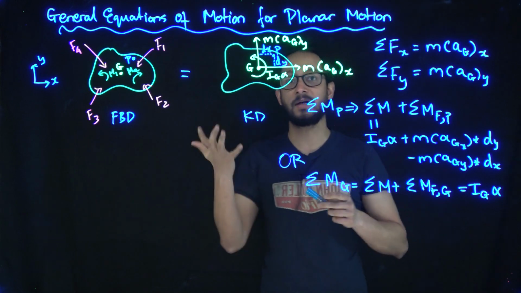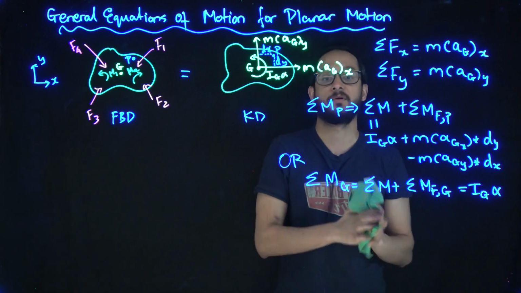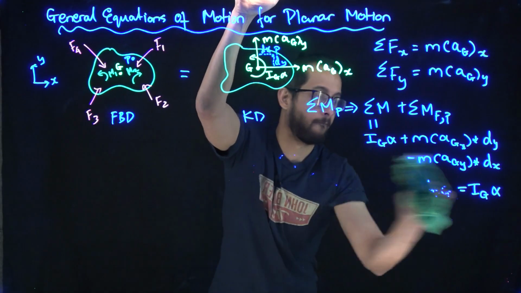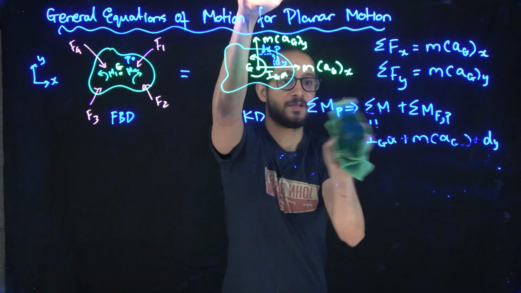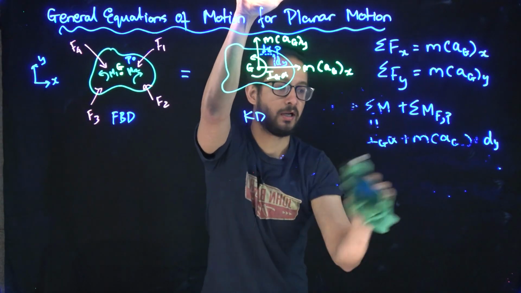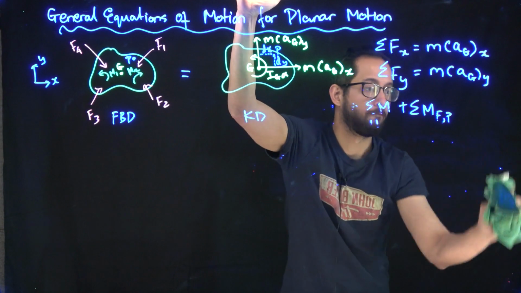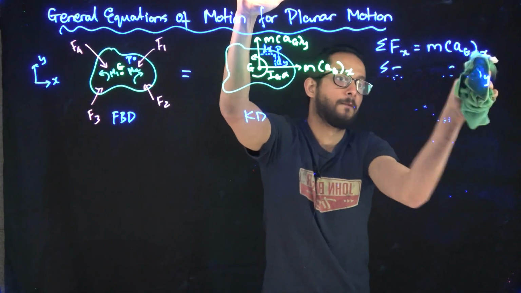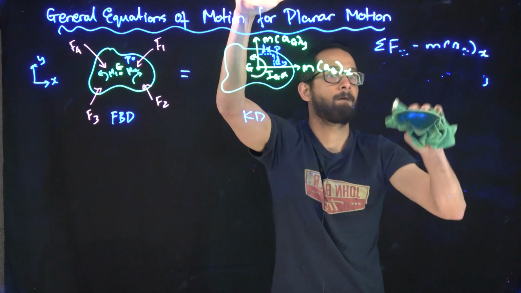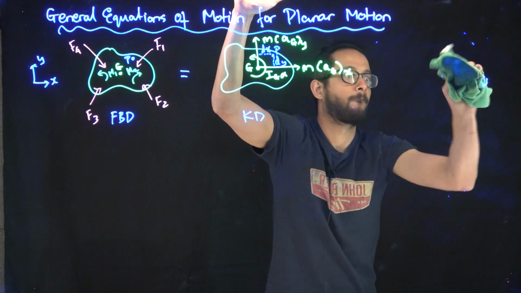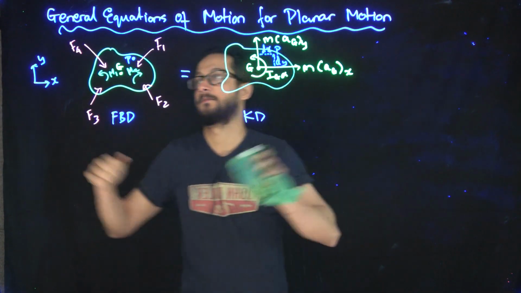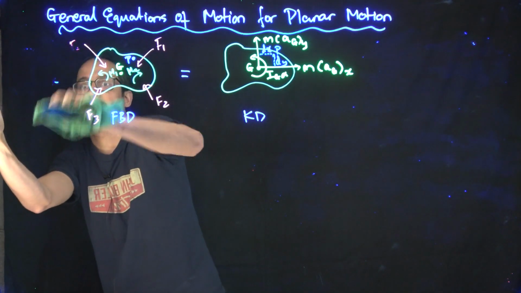Now, a specific kind of planar motion, let me get rid of these expressions here, is when a rigid body is rotating about a fixed point, and that's what's called constrained motion. Right? So what's happening now is, let's get rid of everything.